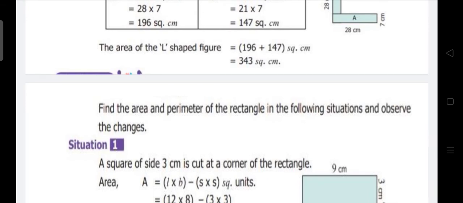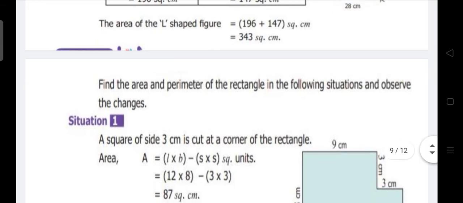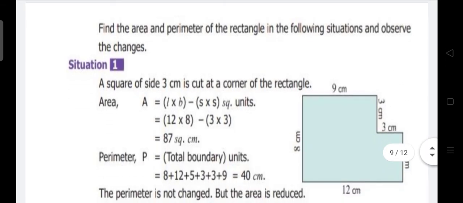Find the area and perimeter of the rectangle in the following situations and observe the changes. See, in this combined figure, a square of side 3 centimeter is cut at a corner of the rectangle. Here we are removing one part of the area. The square of side 3 centimeter is cut at a corner of the rectangle. A is equal to L into B minus S into S.